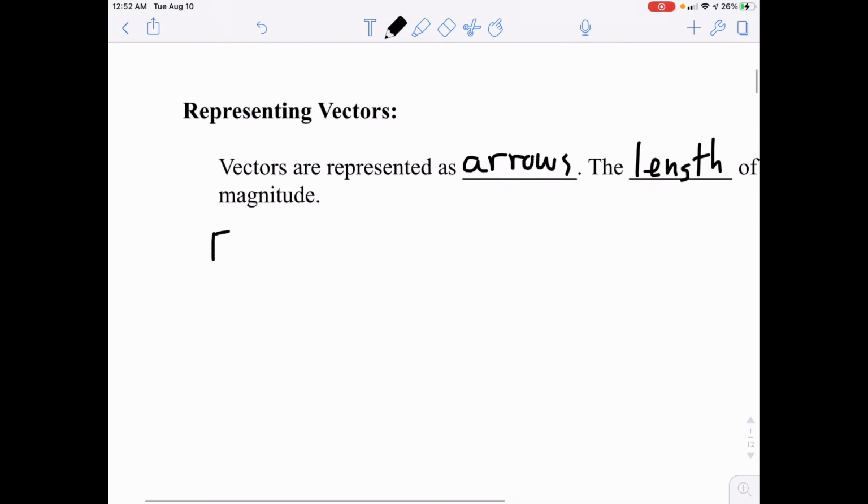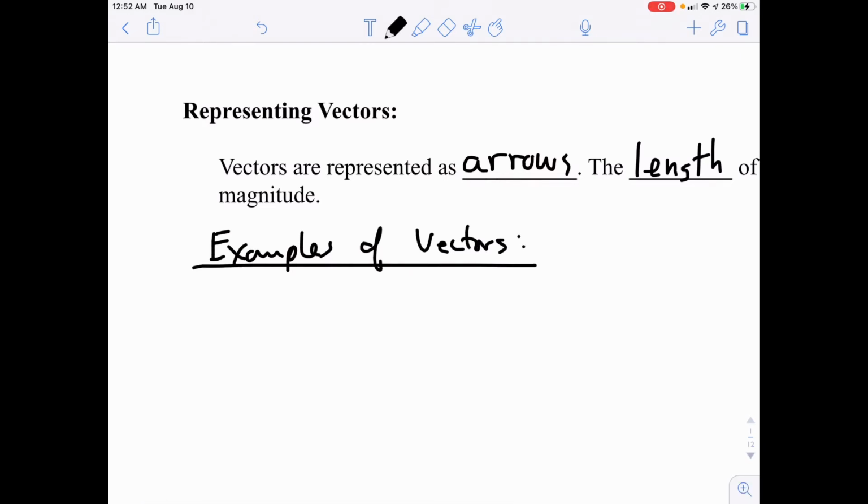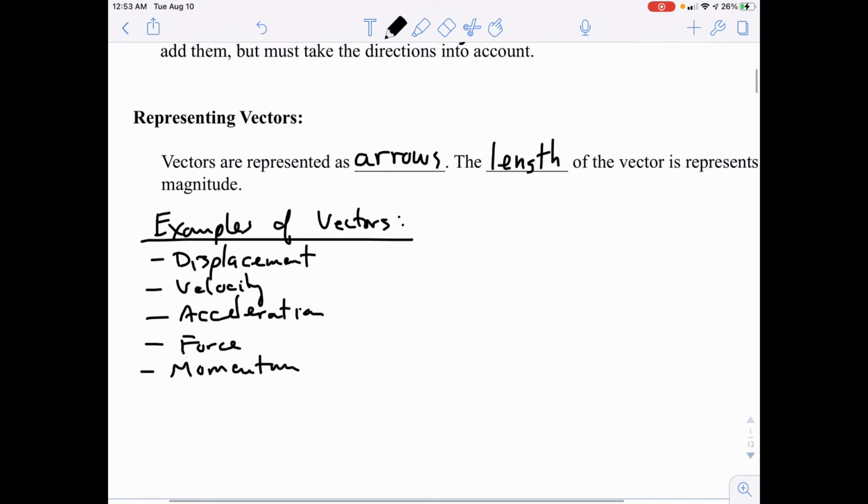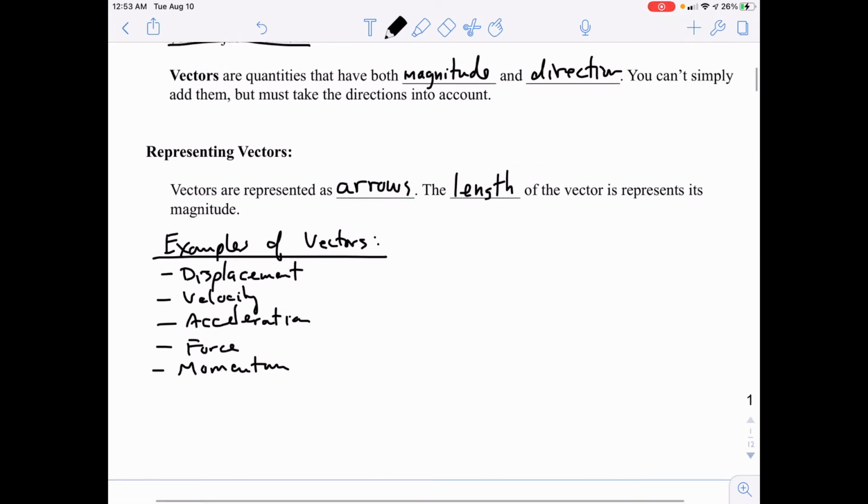So some examples of vectors would be displacement, velocity, acceleration, force, momentum. Those are probably the 5 most common ones you're going to be looking at this year.